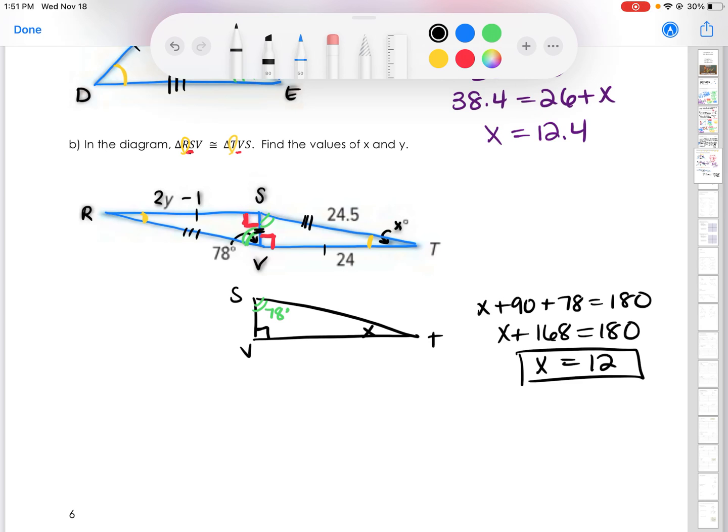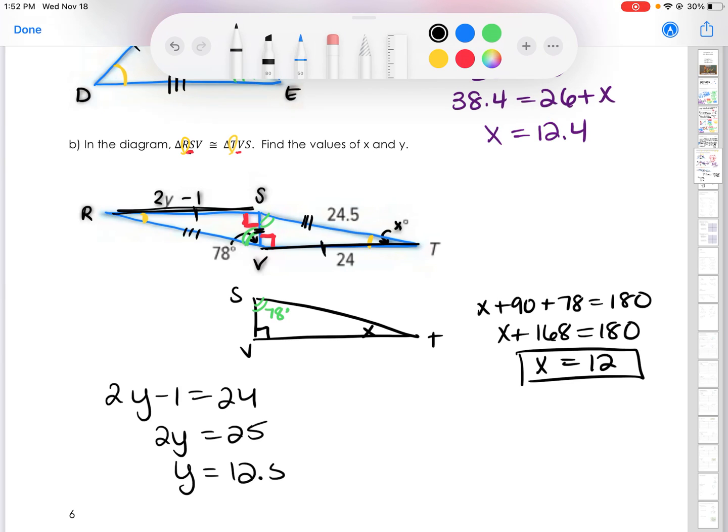So when we subtract, x is going to give us 12. Then we need to find y. Y is referring to this line with the single tick mark, so that should equal the line with the single tick mark. So 2y minus 1 is 24. Add the 1, so 2y is 25. And when I divide, I get 12.5.